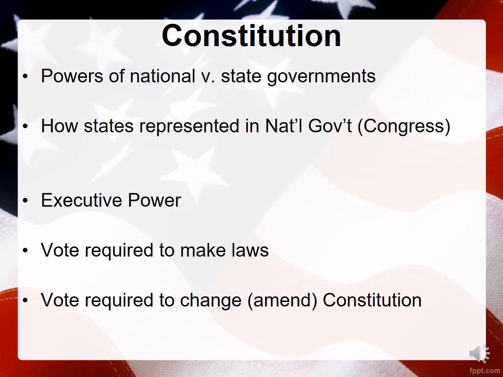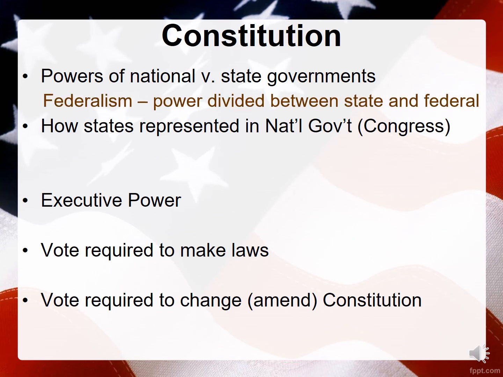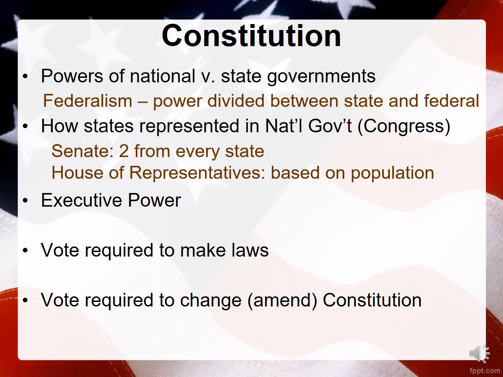So let's look at some of the powers and some of the framework of the Constitution, and you'll see how this differs from the Articles of Confederation. The powers of the national government versus state government: this is the concept of federalism, where the power is divided between the state and federal governments. Now, how the states are represented in Congress: in the Senate you had 2 from every state, and then you had members of the House of Representatives, where the number of representatives was based on a state's population. If you remember back to the Articles of Confederation, 1 state, 1 vote. That was it.